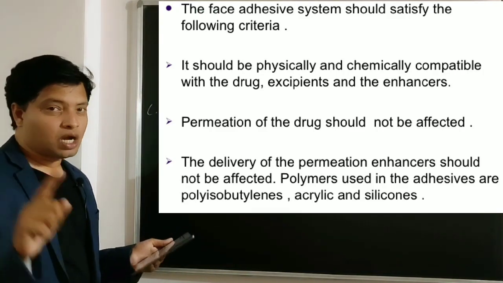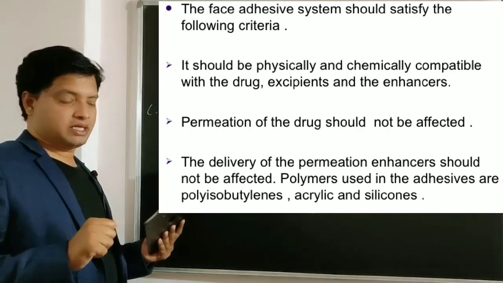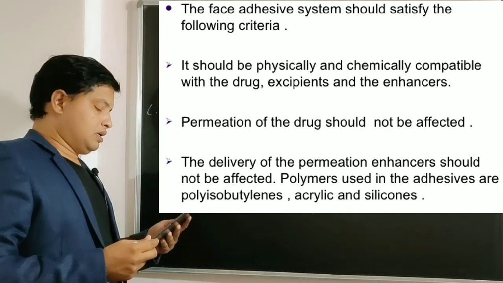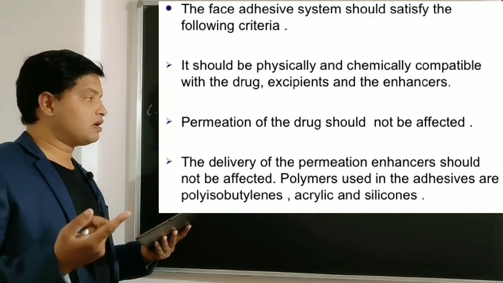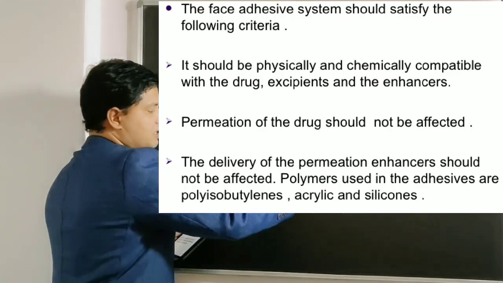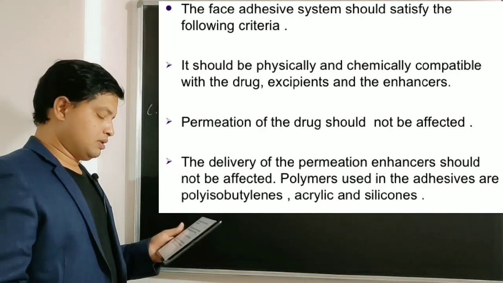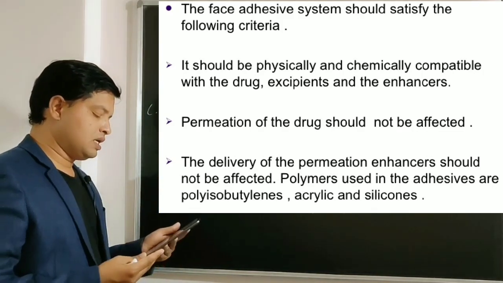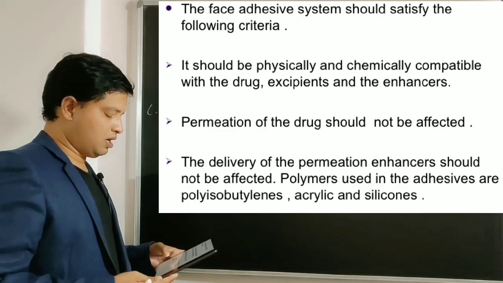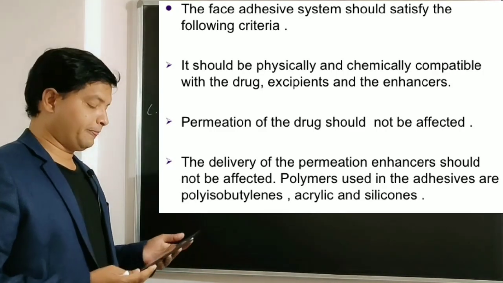The adhesive should not cause any barrier or anything which can affect the permeation of the drug. So the adhesive should not affect the permeation enhancer's function. Okay, what are the adhesives we are going to use? Examples of polymers used in adhesives are polyisobutylene, acrylic and silicones.